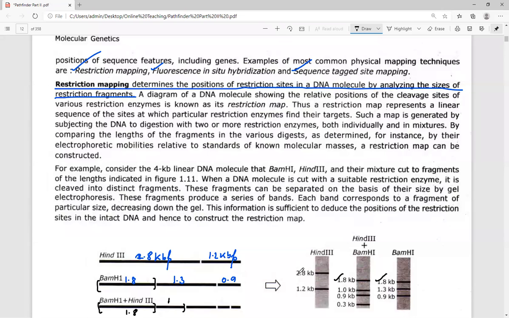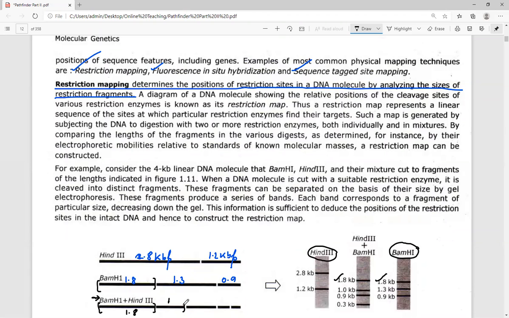So this is 2.8. 2.8 kilobase pair would have been produced. But out of this 2.8, when 1.8 has been subtracted, look, in this one, two different restriction enzymes have been mixed. BamHI and HindIII have been mixed. These are the two which have been mixed.